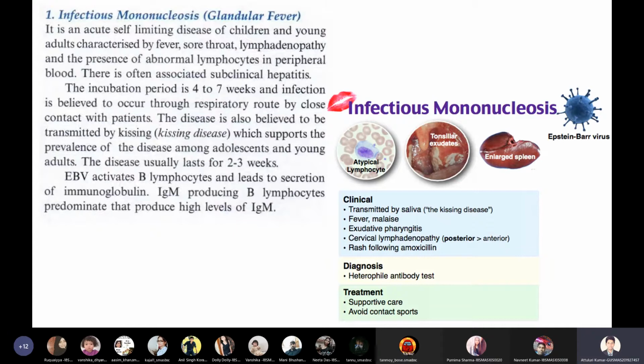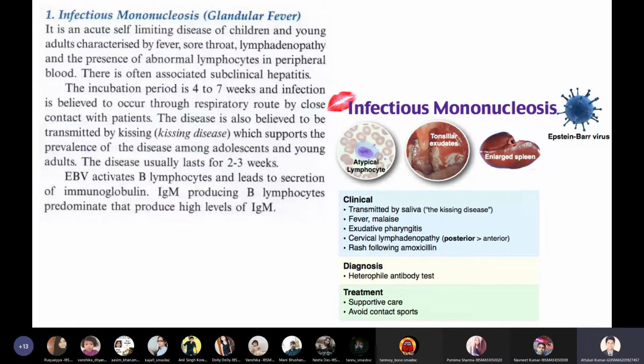In case of infectious mononucleosis, we can see tonsillar exudates. That means if we open the mouth of a patient infected by Epstein-Barr virus, inside the mouth we will see tonsils with pus cells. So exudate, pus-discharging tonsils can be seen inside the mouth of the person infected by the Epstein-Barr virus, and this virus transmits through kissing. That is why it is also called kissing disease, as I stated. The disease usually lasts 2 to 3 weeks. Within 2 to 3 weeks, the patient may recover.